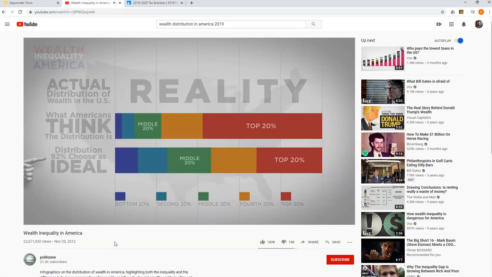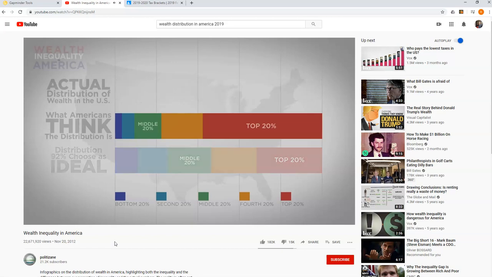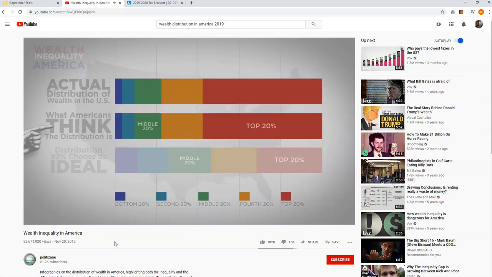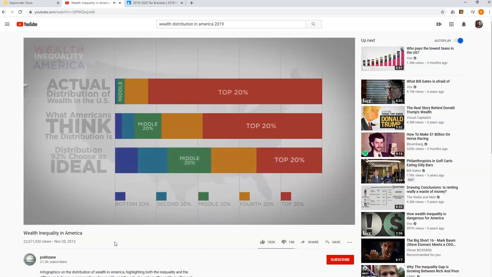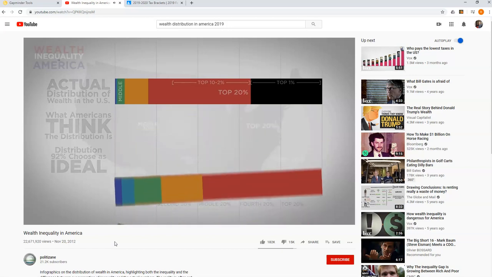The ideal is as far removed from our perception of reality as the actual distribution is from what we think exists in this country. So ignore the ideal for a moment. Here's what we think it is again. And here is the actual distribution, shockingly skewed. Not only do the bottom 20% and the next 20%, the bottom 40% of Americans barely have any of the wealth. I mean, it's hard to even see them on the chart. But the top 1% has more of the country's wealth than 9 out of 10 Americans believe the entire top 20% should have. Mind-blowing.